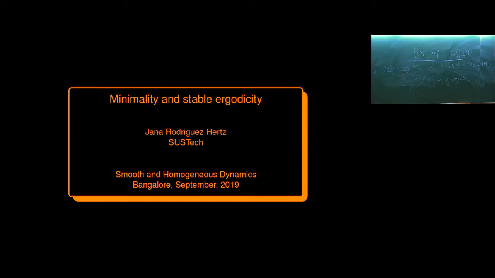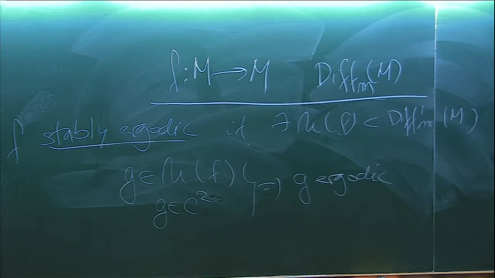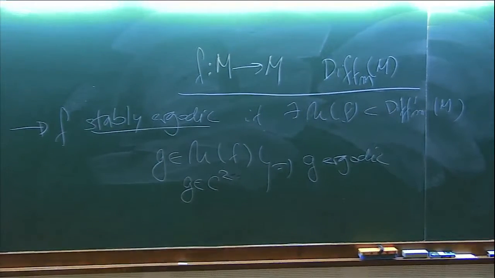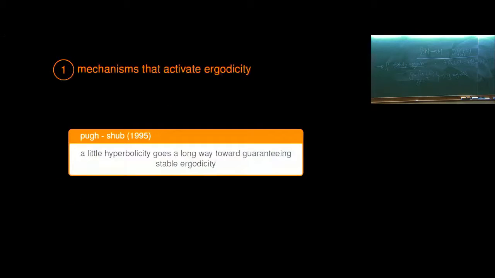Okay, so the question is, what guarantees stable ergodicity among C1 diffeomorphisms? So let me first introduce the reason why we are studying this. In 1995, Charles Pugh and Mike Shub in Montevideo, in the first international conference we did in Uruguay, they stated this very vague conjecture that a little hyperbolicity goes a long way towards guaranteeing stable ergodicity.